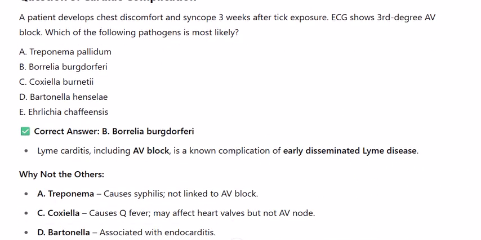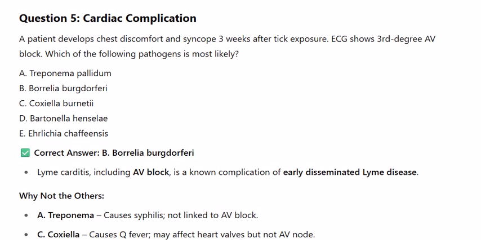Question 5, cardiac complication. A patient develops chest discomfort and syncope 3 weeks after tick exposure. ECG shows third-degree AV block. Which of the following pathogens is most likely? A. Treponema pallidum, B. Borrelia burgdorferi, C. Coxiella burnetii, D. Bartonella henselae, E. Ehrlichia chaffeensis. Correct answer, Borrelia burgdorferi. Lyme carditis, including AV block, is a known complication of early disseminated Lyme disease.